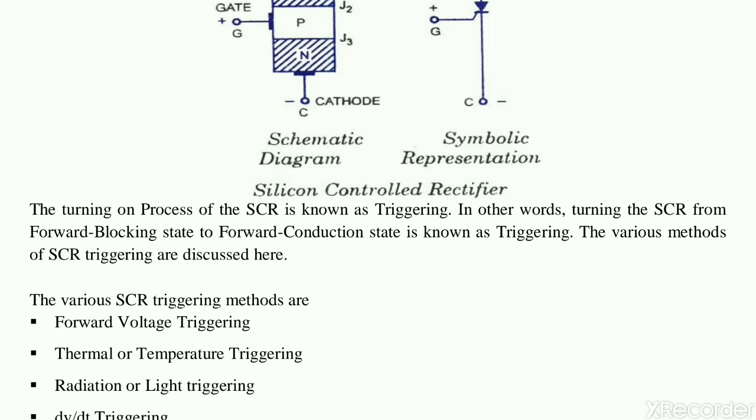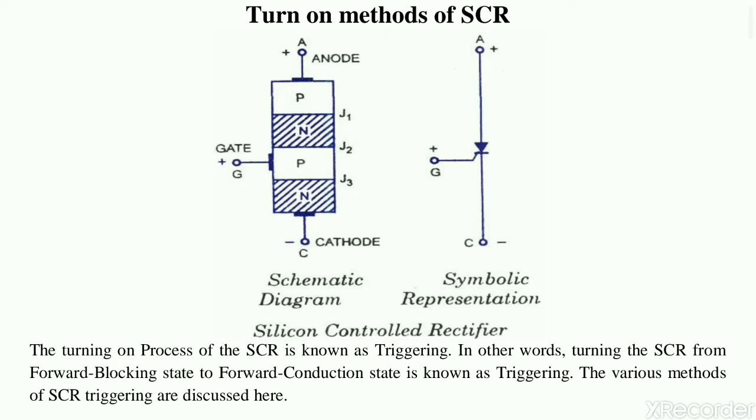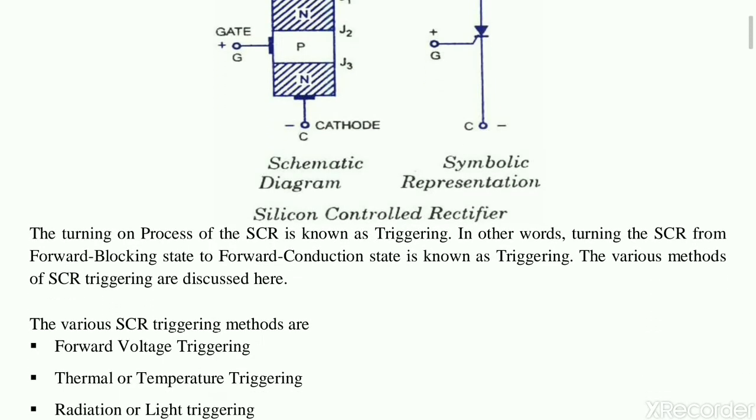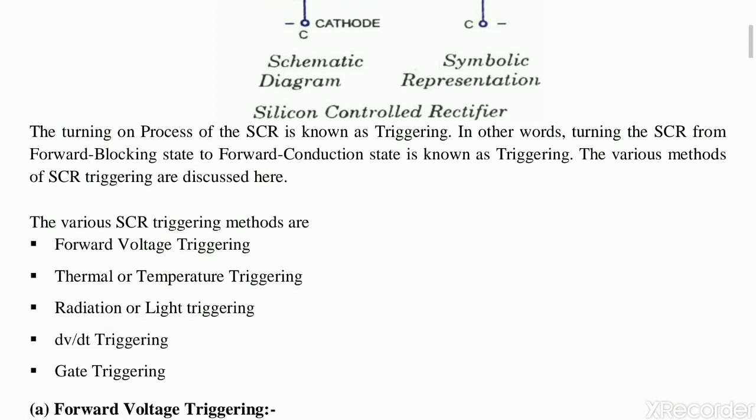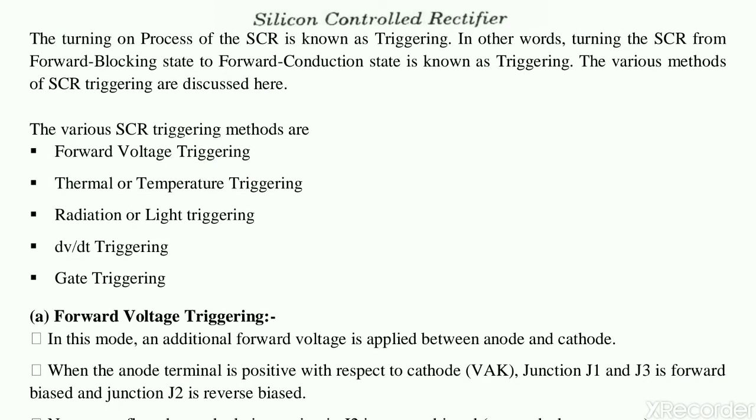When we trigger the SCR, the current flowing through the SCR will increase, but the voltage across the SCR will be almost zero. For that you have to prepare the characteristics of SCR, and only then will you be clear on this. Okay, so let's move forward to the various triggering methods of SCR.